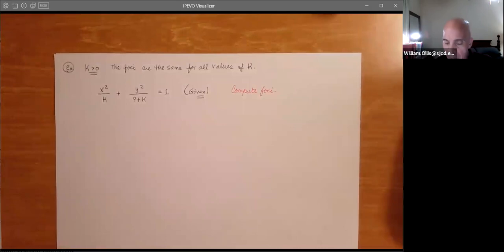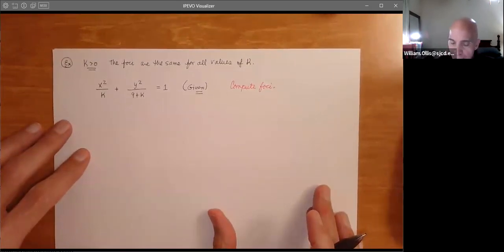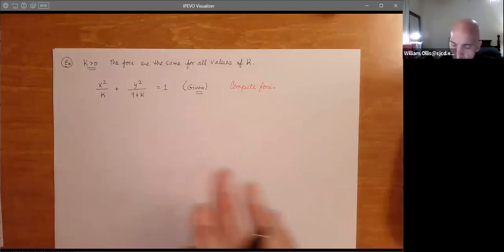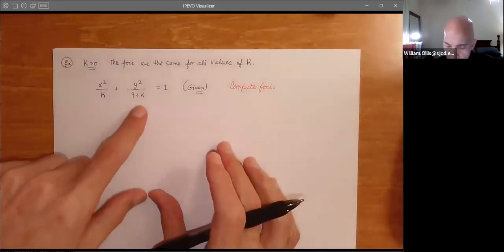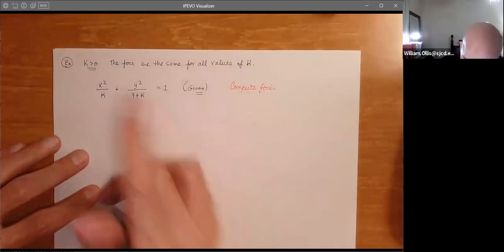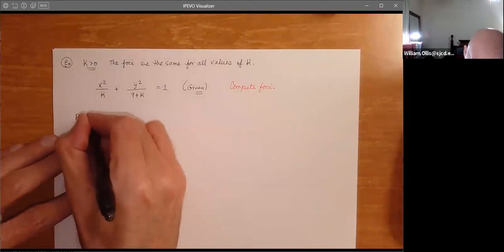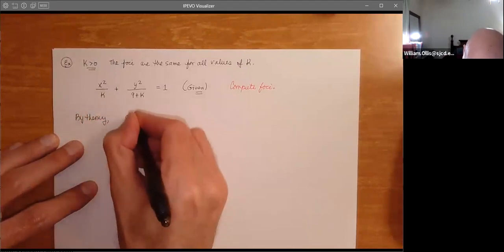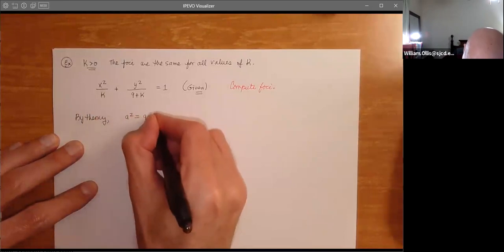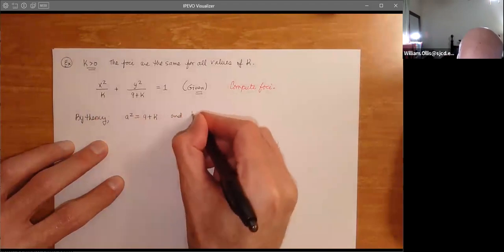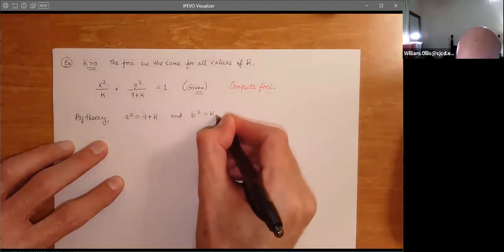So again, we don't have to rely on the fact that in this particular case, what do we do? Well, we've got the theory. Notice k is positive, so the larger denominator is 9 plus k. So by theory, a squared equals 9 plus k, and b squared is just k.